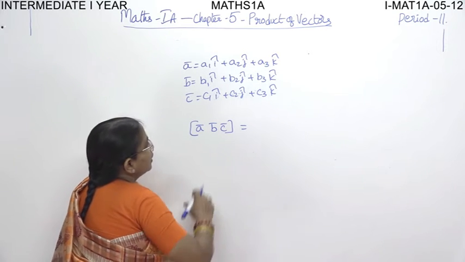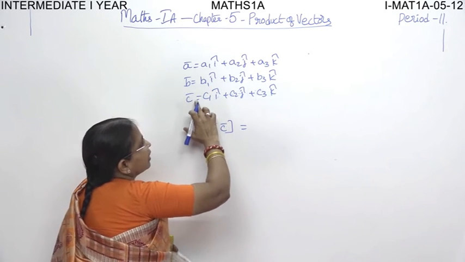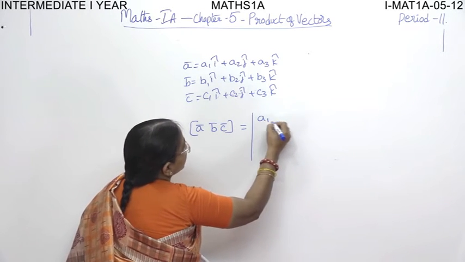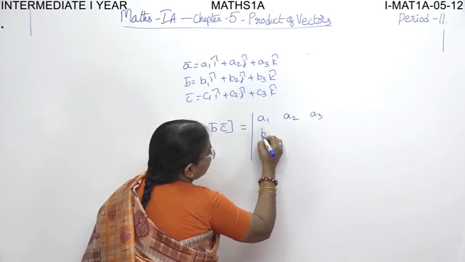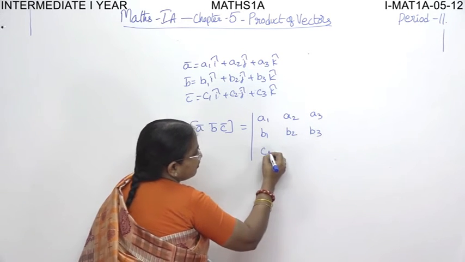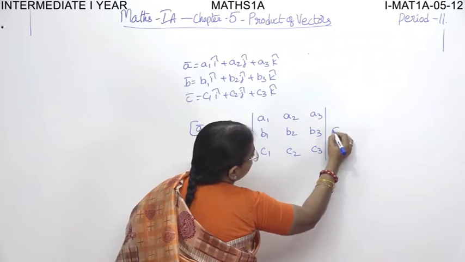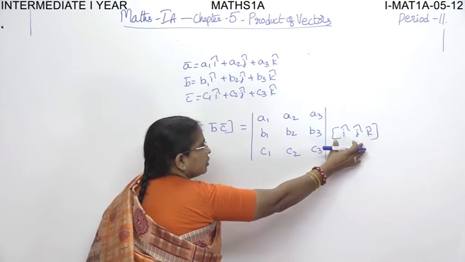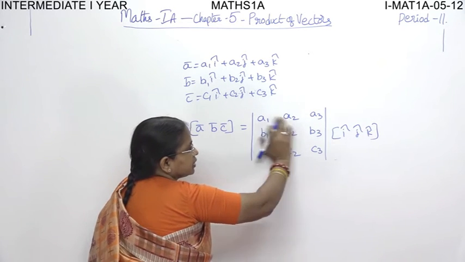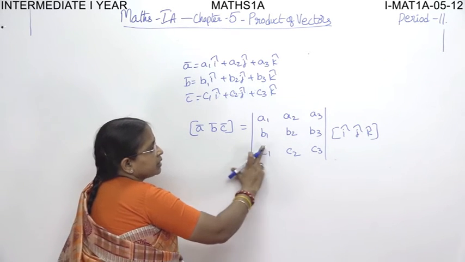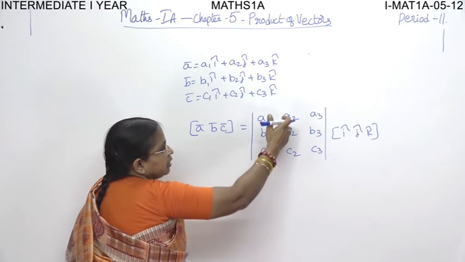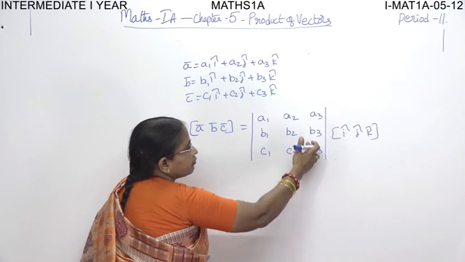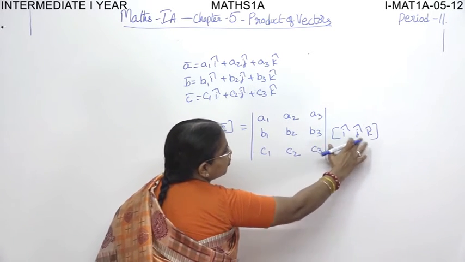Now box ABC here. If ABC are in terms of ijk, then the box product is given by determinant of A1, A2, A3, and then B1, B2, B3, C1, C2, C3 into box ijk. This is the formula. Box ijk is 1. So you need not write this. You can just write the formula like this. So box ABC is determinant of I coefficients, then J coefficients. I coefficients is first column, J coefficients second column, K coefficients third column. Write the determinant into box ijk.